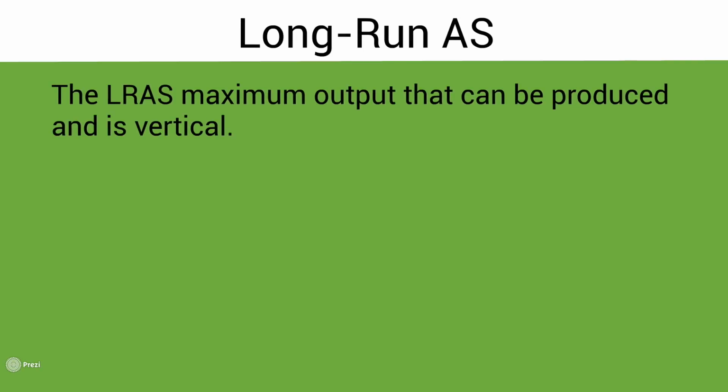The LRAS is the maximum amount of output that an economy can produce. On the ADAS diagram, the long-run aggregate supply curve is vertical. Later on in this video, we will look at what the long-run aggregate supply curve and what the short-run aggregate supply curve look like.